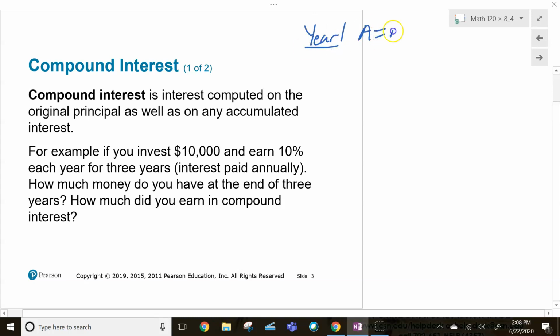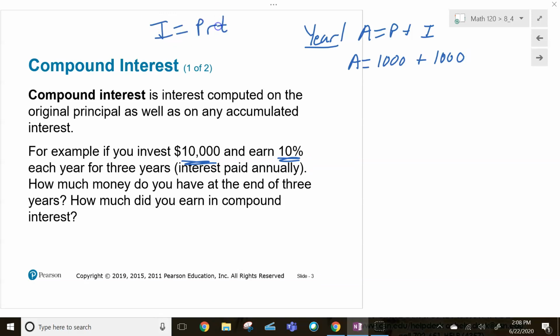The amount you have is the principal plus the interest. All right, so you have the $10,000 plus the interest you made. Remember, you're making 10% on $10,000. So 10%, 0.10 times 10,000 is $1,000 in interest, right? I'm just using the old simple interest formula here. That's where I get that 1,000. So you end up with, after 1 year, you have $11,000.